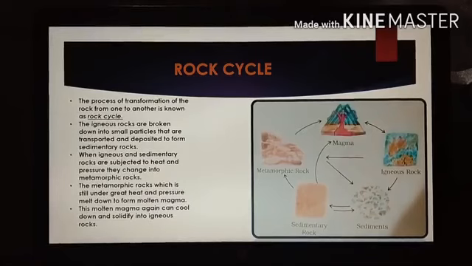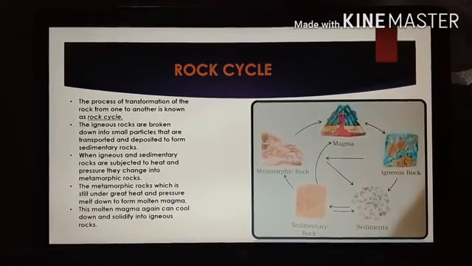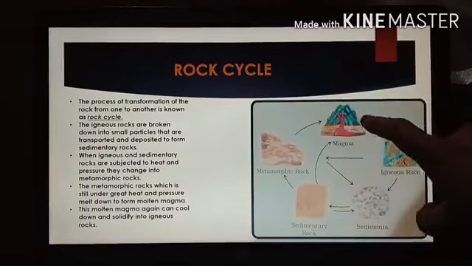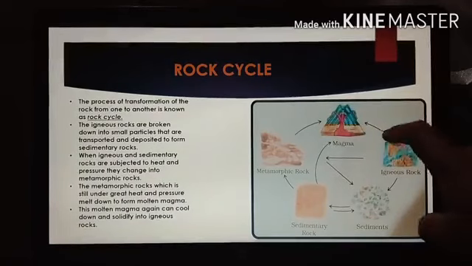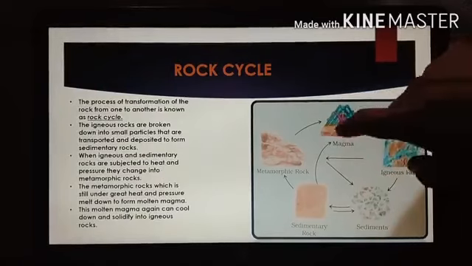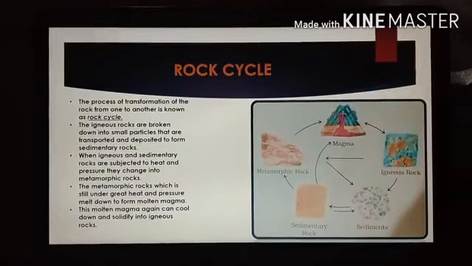Now let's understand this topic with the help of this diagram. You can see here that first there is magma. Magma can convert into igneous rock. Igneous rock can again transform into magma, because some of the intrusive igneous rock, which forms inside the earth's crust, can mix again with the magma and become magma.